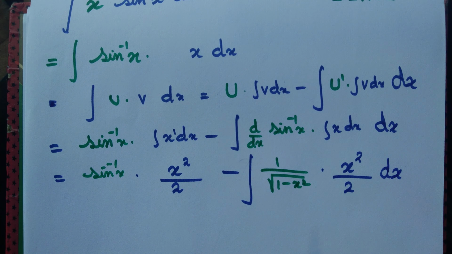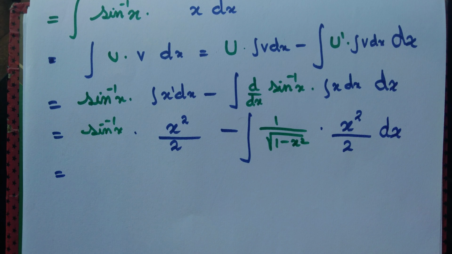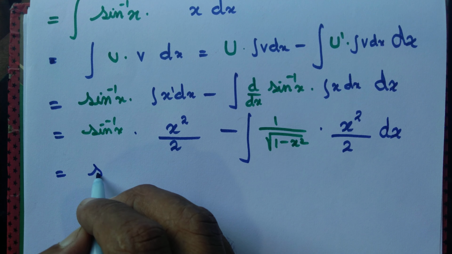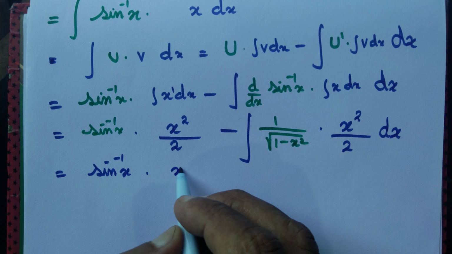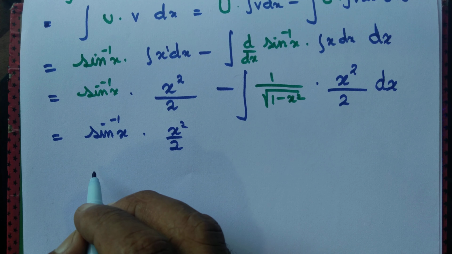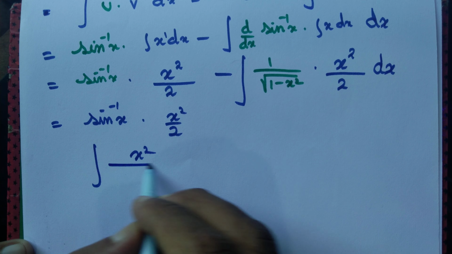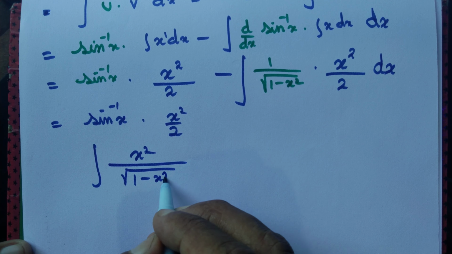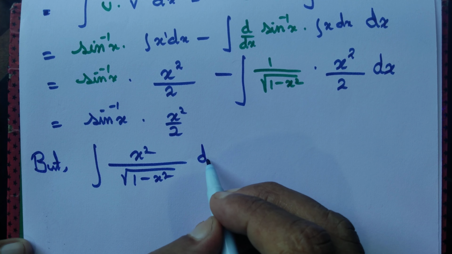Now we again see a product of two functions, but we will not apply the product rule. We can't apply it so many times, right? Somehow we should be able to integrate it. Sine inverse of x we copy as it is, x square by 2 we copy as it is. How about this one? Okay, let's do it separately. So we want to somehow evaluate this integral, x square by root over 1 minus x square, but how can I evaluate it?